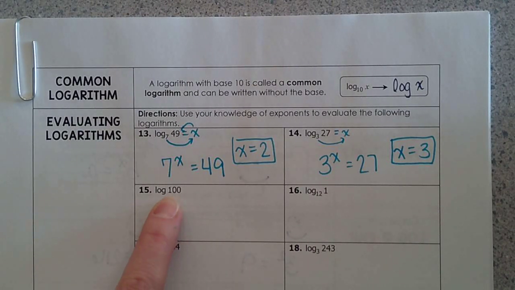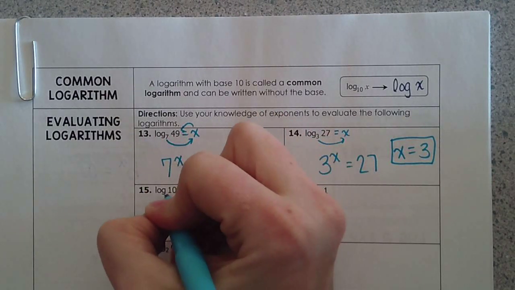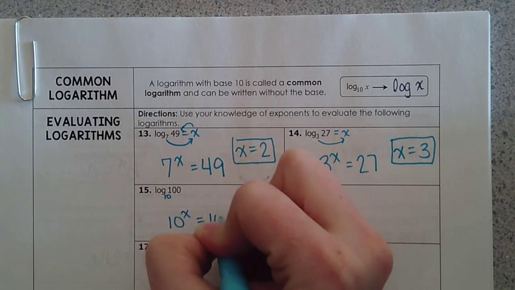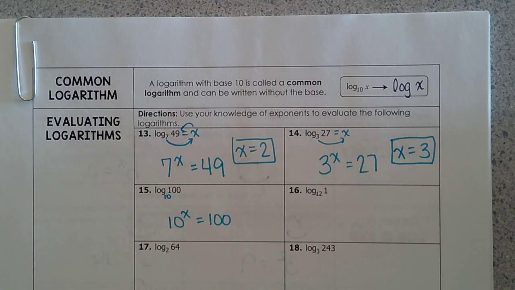This one we can mental math, or we can put it in our calculator because we have a log button. But log base 10 says 10 to some exponent equals 100. What does my exponent have to be? 2.